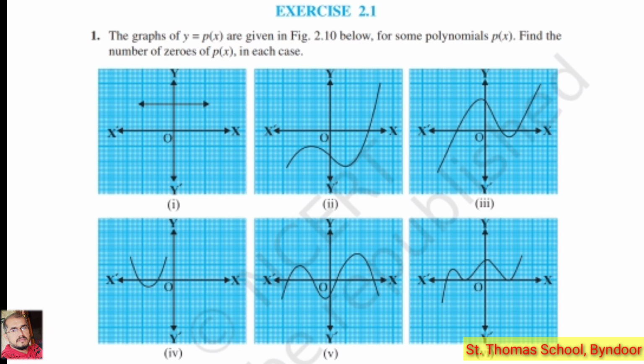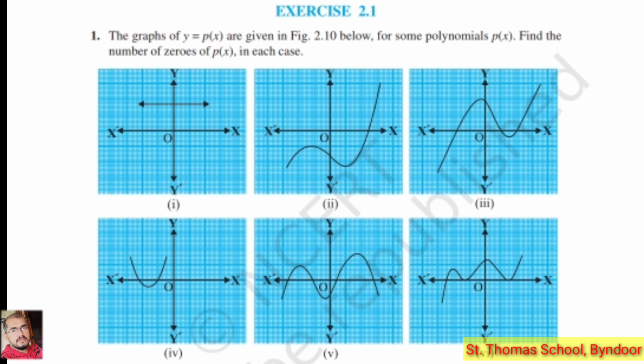In the second diagram, only one line passes through the x-axis. That's why we are getting 1 zero. In the third figure, you can see 3 points pass through the x-axis. So we are getting 3 zeros. Now in the fourth diagram, you can see we are getting 2 zeros.